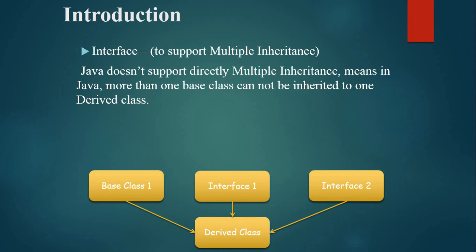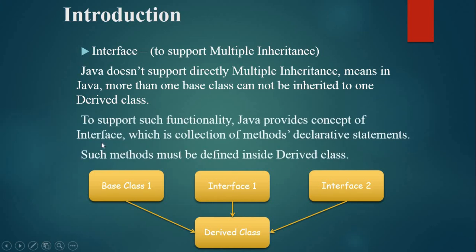What is interface, how we can use it, that we will understand by example in the next video lectures. More than one base class cannot be inherited by one derived class, means this type of concept is not directly supported by Java. We can access properties of multiple superclasses, but we will have to use the interface. To support such functionality, Java provides the concept of interface, which is a collection of method declarations. Such methods must be defined inside the derived class. That we will understand by examples.